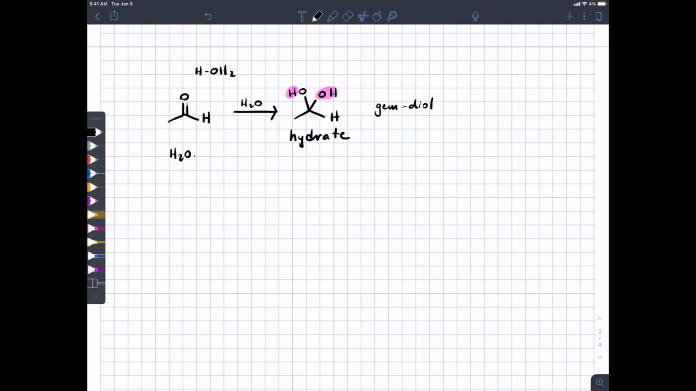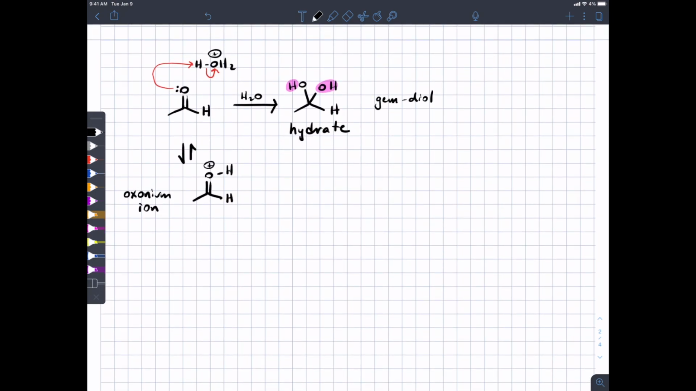So I'm just going to show you what happens first. The lone pair electrons on the carbonyl oxygen, which are the most reactive electrons in the carbonyl, will remove a proton from the acid, and that will generate what I'm going to draw here, which is called an oxonium ion. An oxonium ion is any cation that has a positive formal charge on oxygen. Protonating the carbonyl oxygen makes it more reactive.